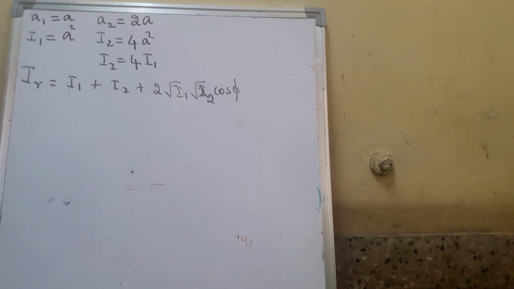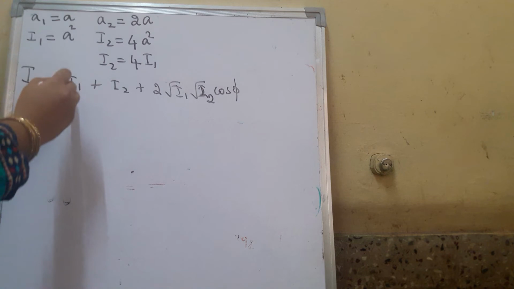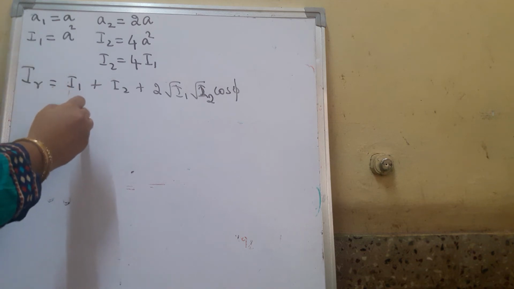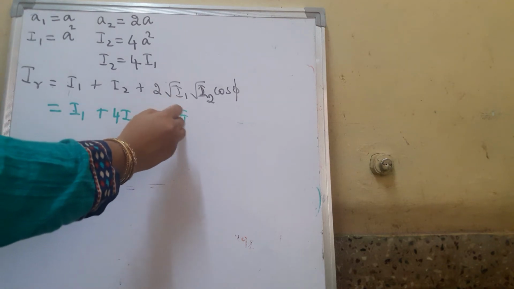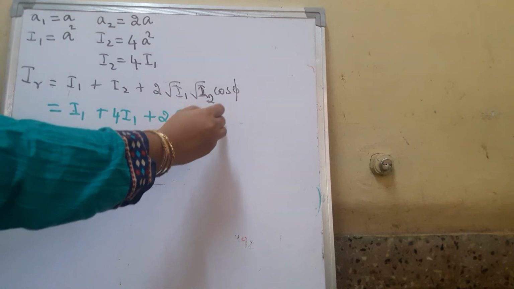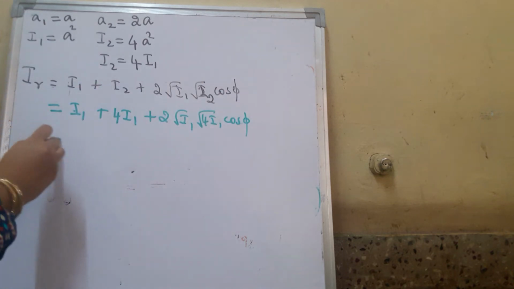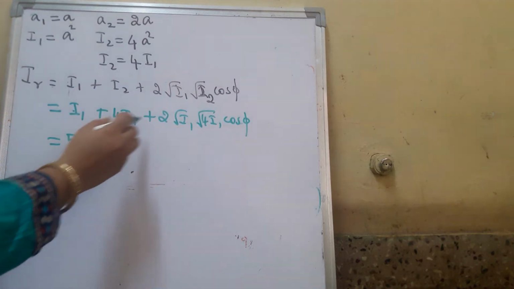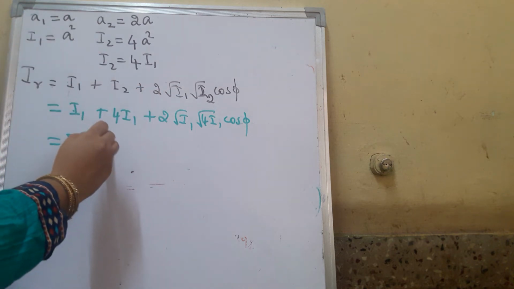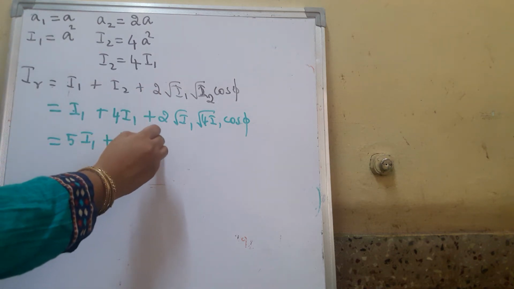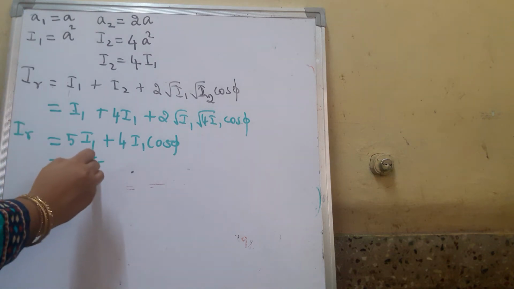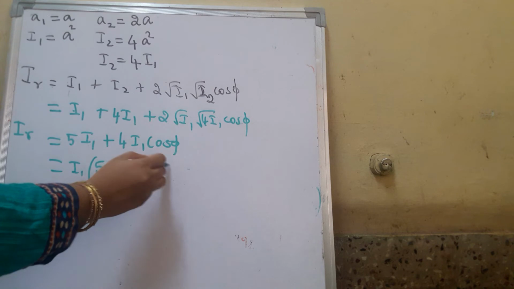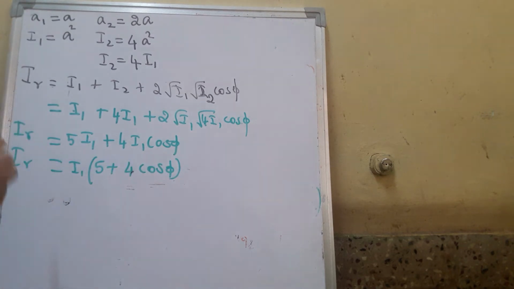So now we know I1 and I2. Let us substitute. I can write this as I1 plus 4 times I1 plus 2 into square root of I1 times square root of 4 times I1 times cos phi. So this becomes 5 times I1 plus 4 times I1 cos phi. Take I1 common, that is 5 plus 4 cos phi. This is my resultant intensity IR.